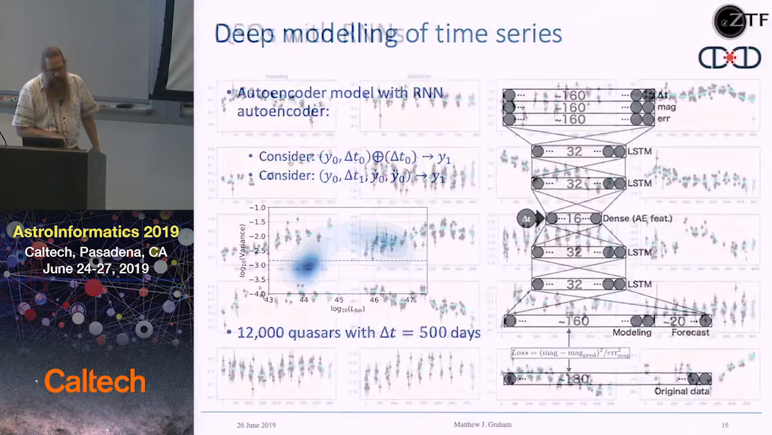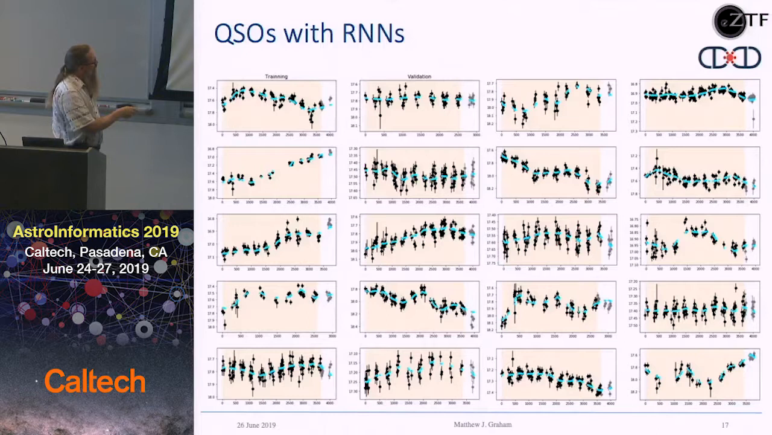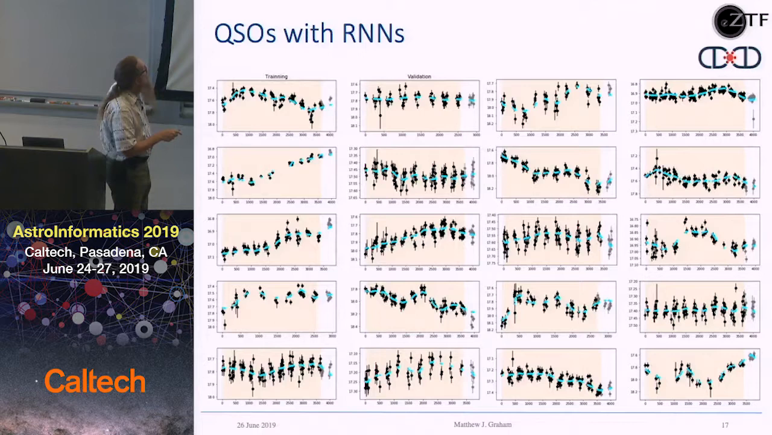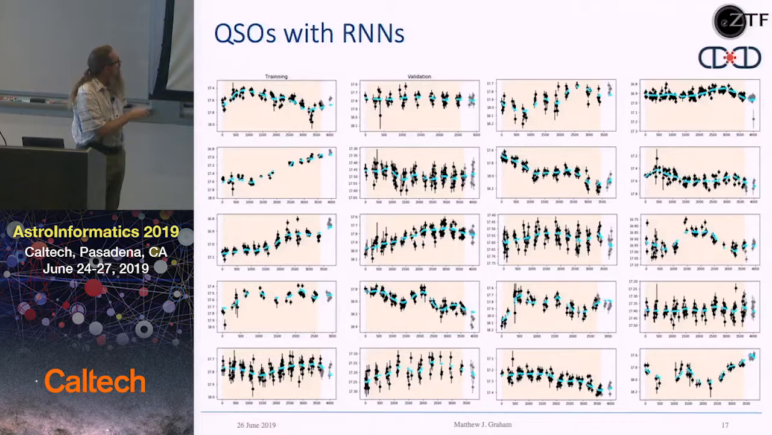So what do we find? Well, we train on the shaded bit. The unshaded bit is the predicted. This is validation data. And these are theoretical models, I think. That's right. So, you know, prediction, we can model really well the quasar stuff, and it looks as though we are reasonably good at getting close to what the predicted behavior will be as well.